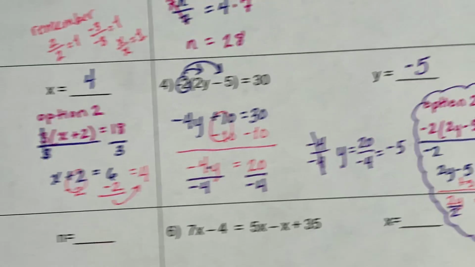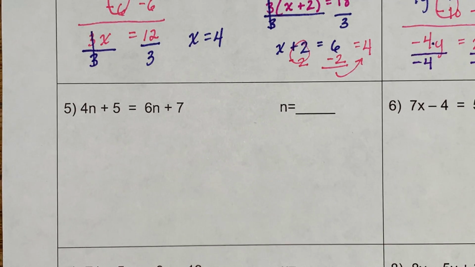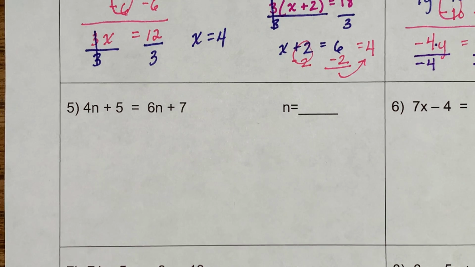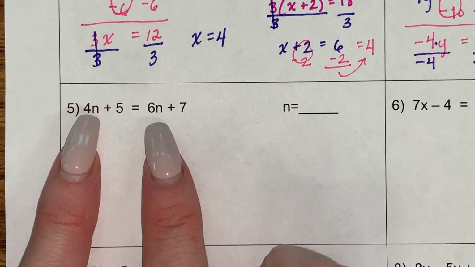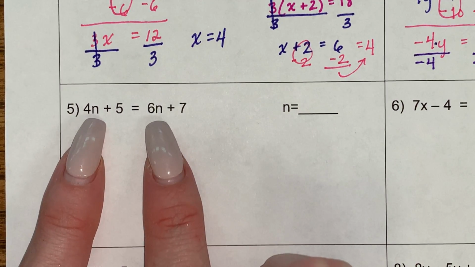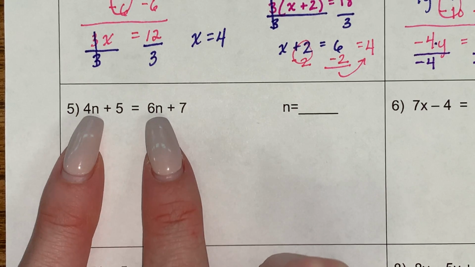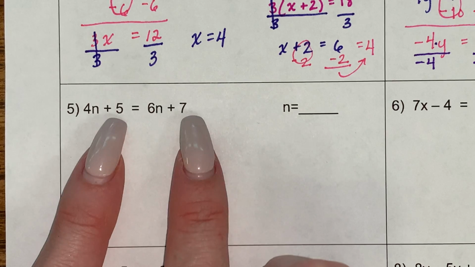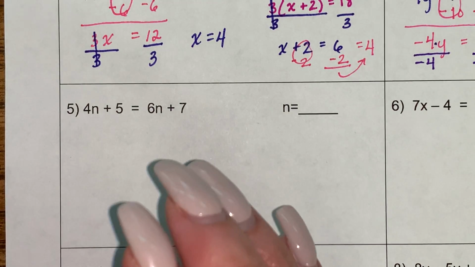All right, now number 5 is the one that was tripping people up in class a little bit more, so let's talk about that. This one trips people up because there are variables on either side of the equal sign. So there's an n on that side and an n on that side, but we also have constants on both sides. So here's where it's different.